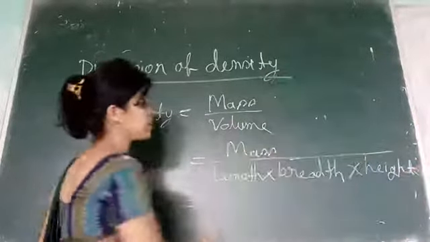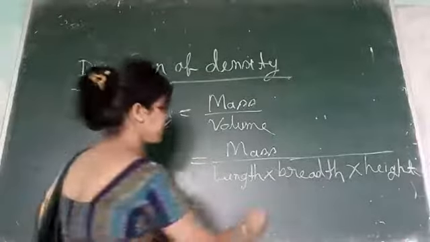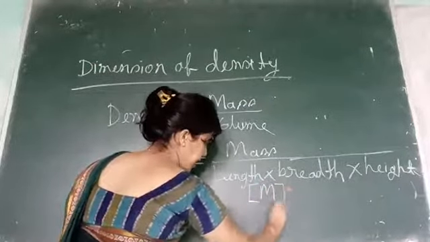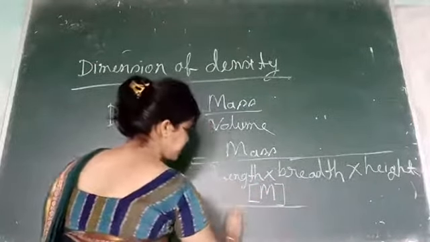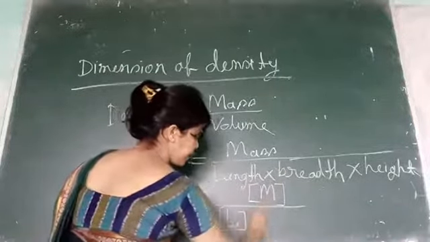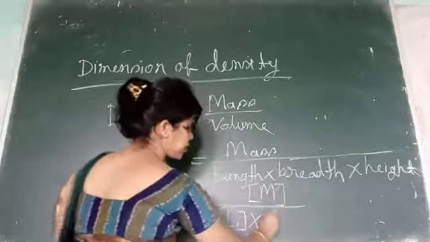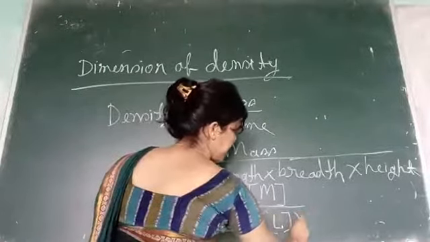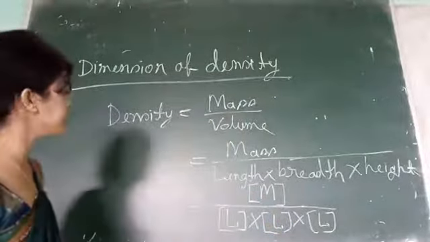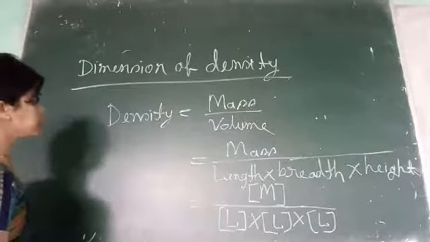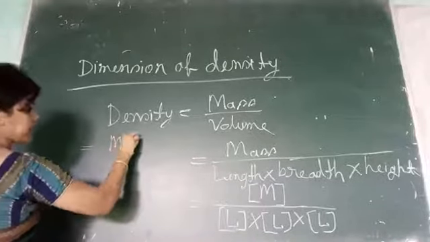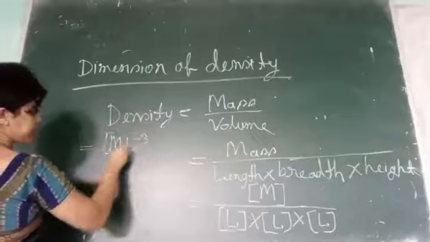So what is the dimension of mass actually? We can write the dimension of mass symbolically in this way, capital M, divided by length, capital L, we should give the block symbol, into breadth, this is also L, and height, this is also L. So what will be the result? The dimension of density we can write as M L to the power minus 3.